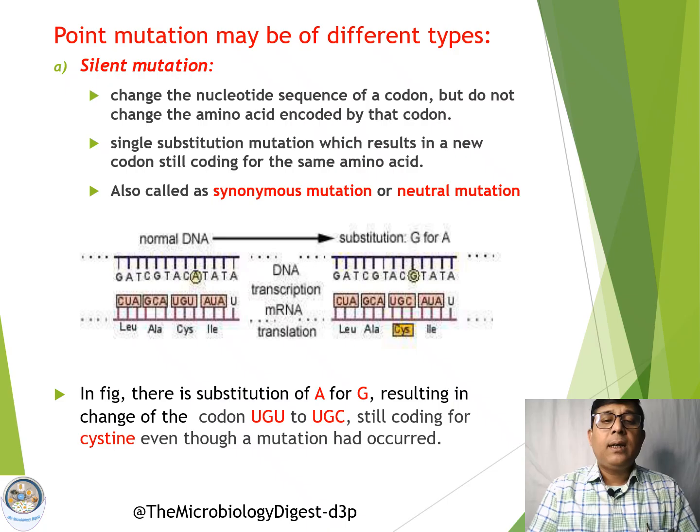In the figure you can see a substitution that has resulted in changing the codon UGU to UGC, but both these codons signify the same amino acid, cysteine. So no visible change has occurred due to the mutation. Such mutations are called silent mutation or synonymous mutation, or also neutral mutation.